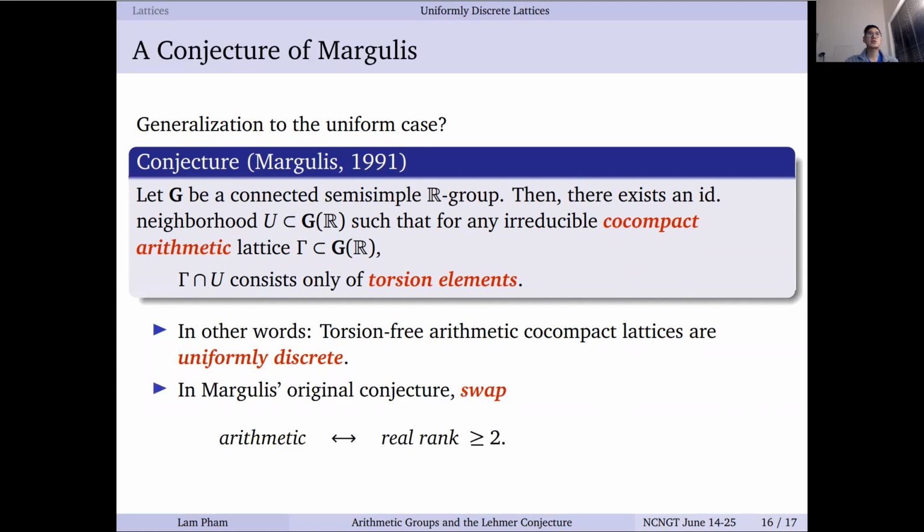Technically speaking, this conjecture has been modified a little bit, because Margulis' original conjecture has real rank greater than or equal to 2. But in fact, imposing arithmetic instead of real rank greater than or equal to 2 allows us to include the case of rank 1.